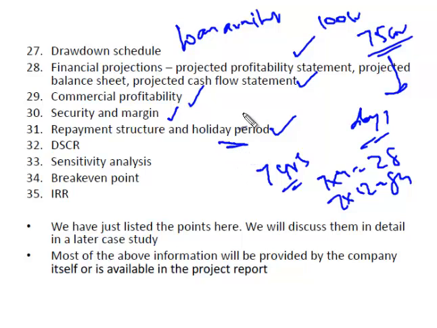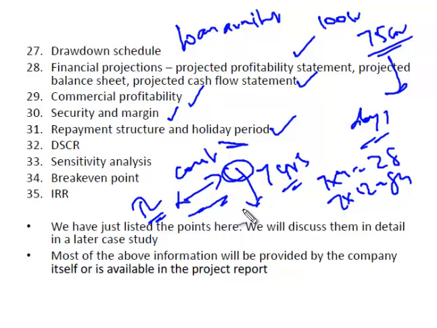Holiday period is the initial moratorium period. This project will not be generating profits immediately. There will be a period during which the construction is going on. For the construction, the company needs some funds and has borrowed a term loan. So the generation of funds will not be happening in this period. Once the project goes live and production starts, there will be generation of profit. Till this time the company cannot repay the loan, so there will be some holiday period.